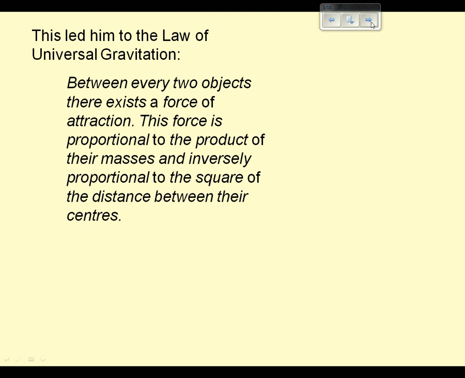And as an actual formula, it looks like that. F equals big G m1 m2 all over r squared. This is not a formula that you need to worry about. You will not have any word problems associated with it in grade 11. You will, however, see it in grade 12.